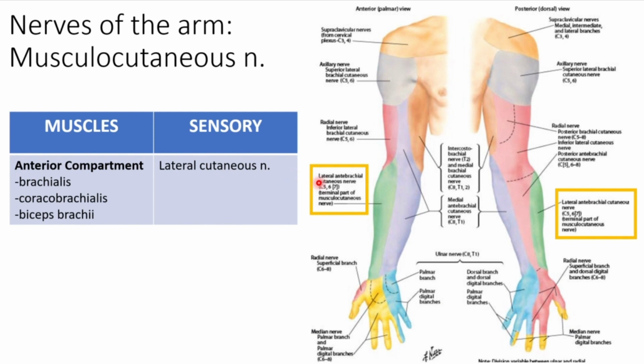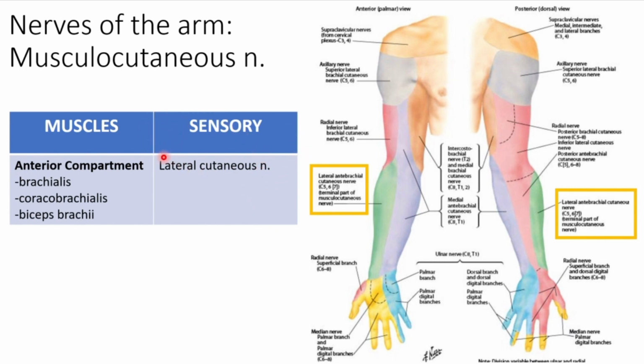There are three main nerves that innervate the arm. The musculocutaneous nerve innervates the muscles in the anterior compartment of the arm, those being the brachialis, the coracobrachialis, and the biceps brachii. The musculocutaneous nerve arises from the lateral cord, pierces the coracobrachialis muscle, and descends through the arm between the biceps brachii and the brachialis muscle, and terminates as the lateral cutaneous nerve of the forearm.